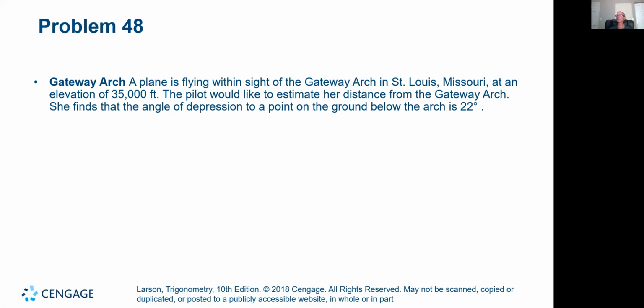So here we're going to do the idea now that we're doing the depression angle, right? If we're a pilot and want to estimate the distance. Basically what this says is that at an elevation of 35,000 feet, the pilot would like to estimate her distance from the Gateway Arch. She finds that the angle of depression to the point on the ground below the arch is 22 degrees.